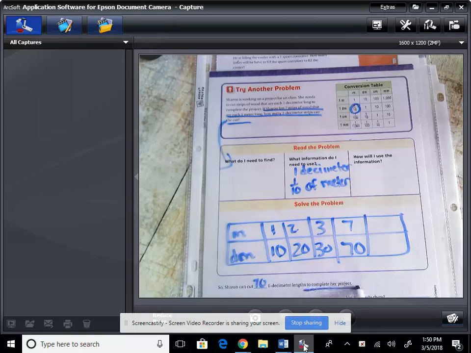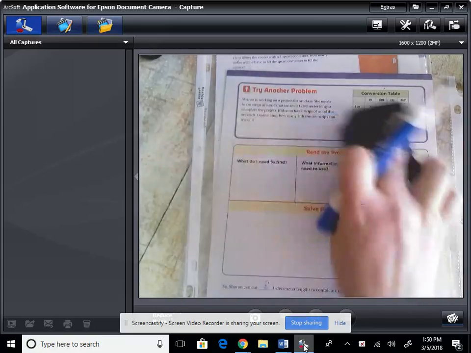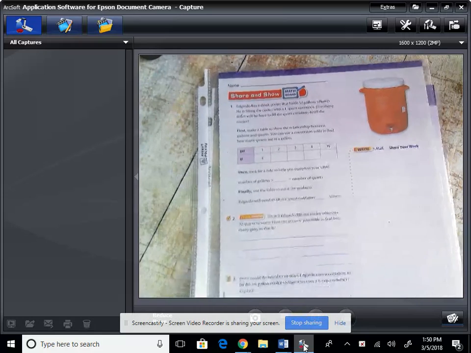What relationship did the table you made show? Well, it showed me that every time I just multiplied it by 10. Metric is so much easier. All right, here we go.